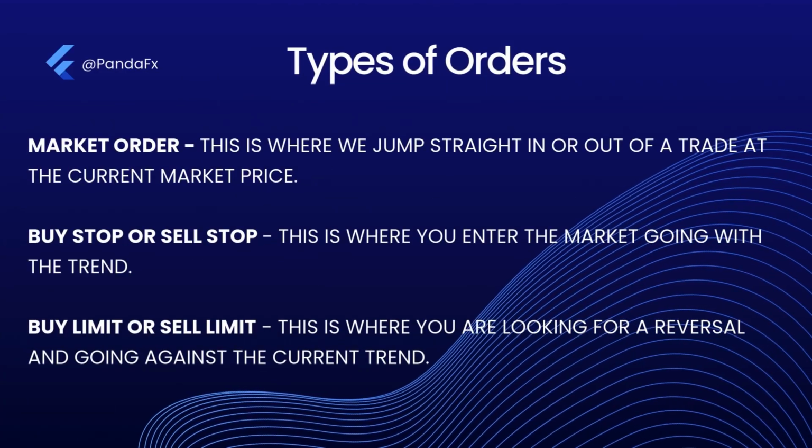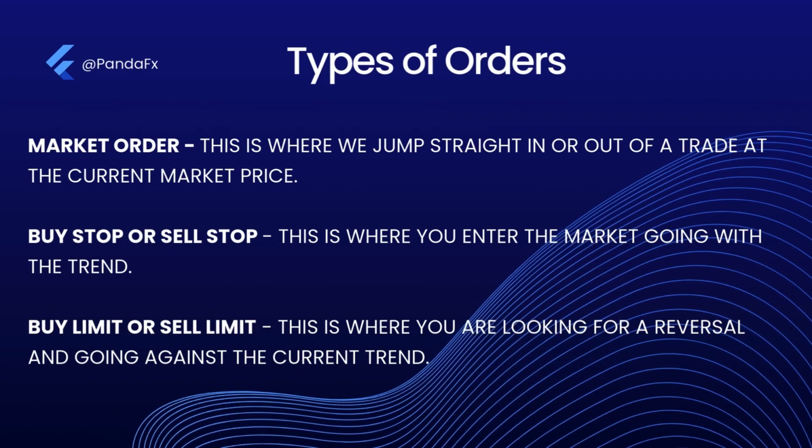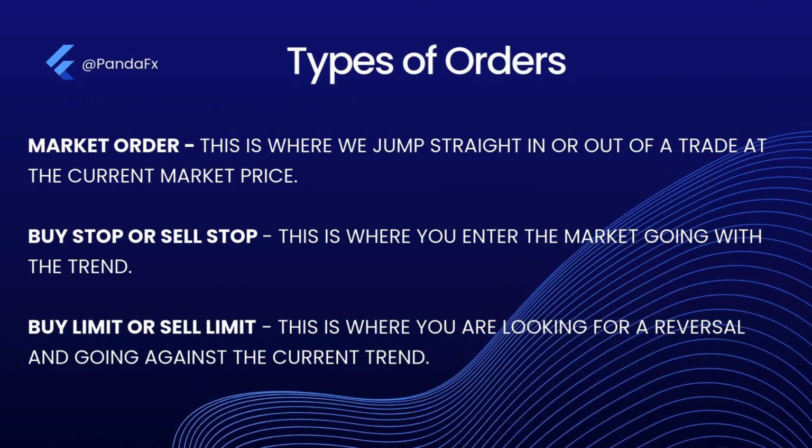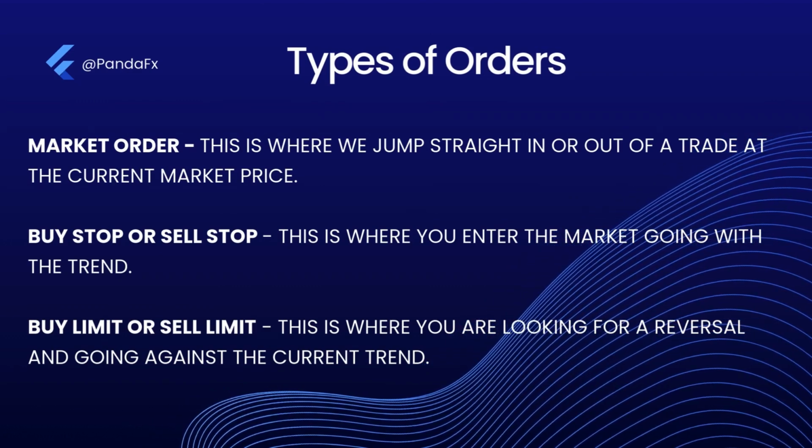Types of orders. We have the market order, the buy stop or sell stop, and the buy limit or the sell limit. For the market order, this is where we jump straight in and out of a trade at the current market price. You're buying at the current ask price and you're selling at the current bid price. That is the market order.